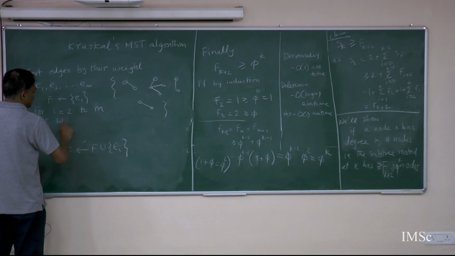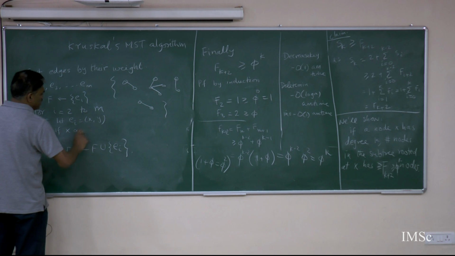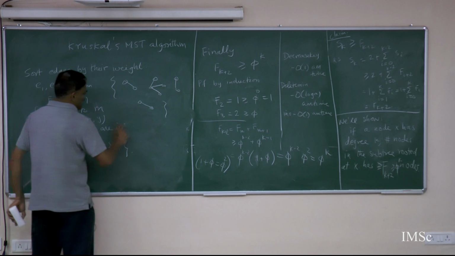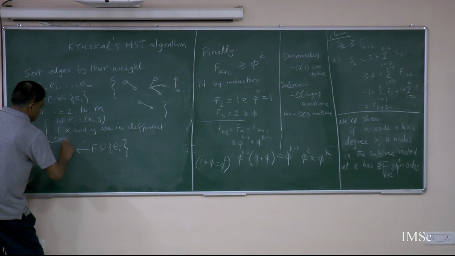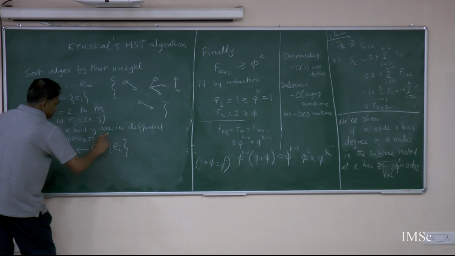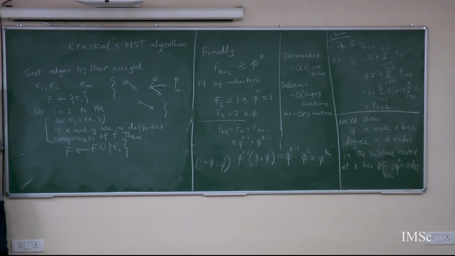So I can rewrite this whole thing as: let EI equal XY. If X and Y are in different components of F, then I add EI to F. So we just moved one more step closer to implementation, and the problem now boils down to this: I have two points, and I want to know whether they are in the same component or in different components.